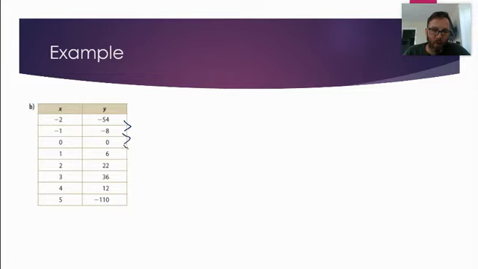So let's get going with the first differences. Here we go. Minus 54 to minus 8, that is an increase of, well, I've got to be careful here. That's an increase of 46. Minus 8 to 0 is an increase of 8. 0 to 6 is an increase of 6. 6 to 22 is an increase of 16. 22 to 36 is an increase of, why can't I do that in my head? 14. 36 to 12, minus 24. And then 12 to minus 110, that looks like a drop of 122.